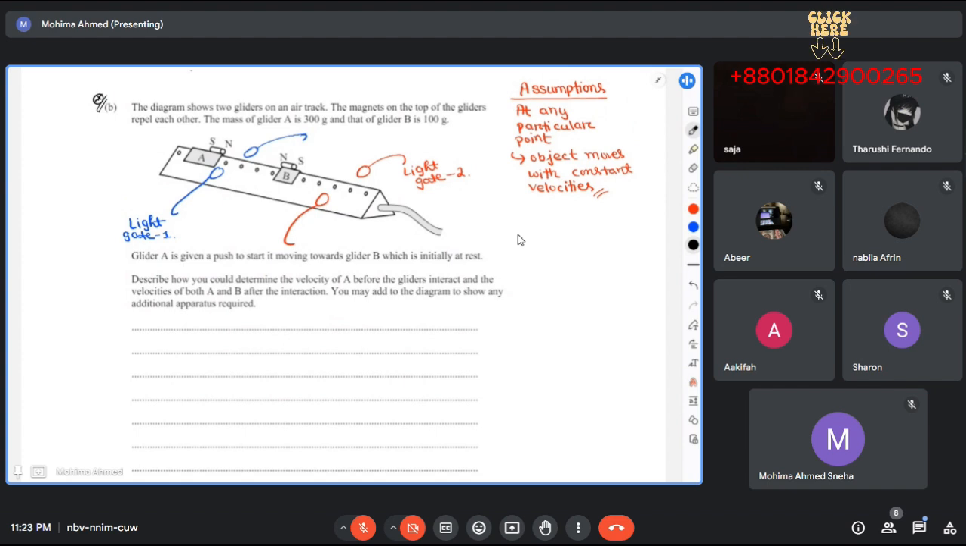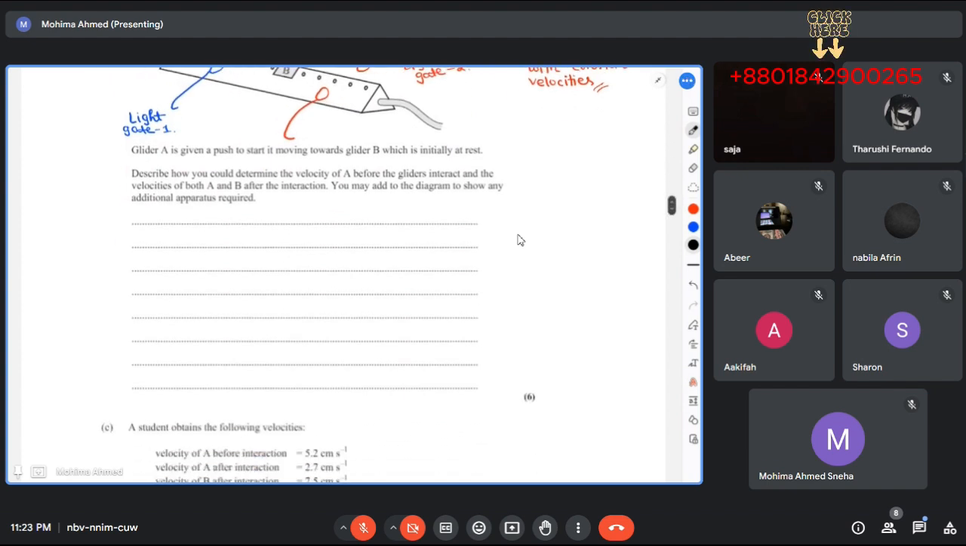Now over here, it should be clear that they're giving you 6 marks. The first one is that we have to use a light gate to measure the initial velocity of particle A or glider A, right? And then a second light gate has to be placed on the opposite side to measure the final velocity of glider B. That is the first case. Whatever you're going to add in this and whatever you're going to measure using those added instruments. And then again, we have to measure the length of the gliders over here using a meter ruler.